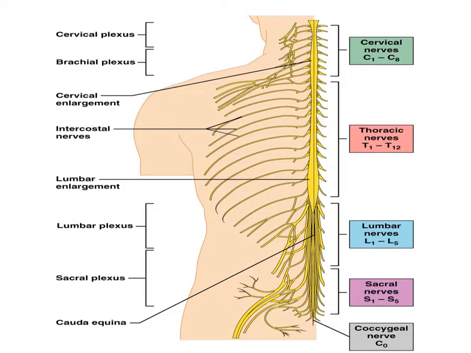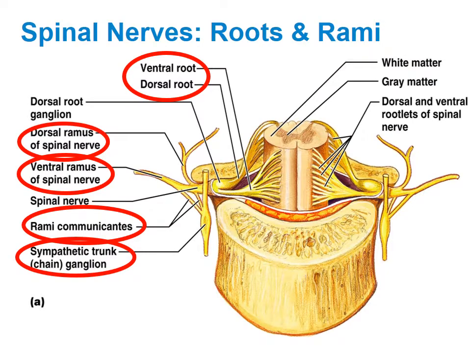We see the exact same regions as noted earlier. Off the cervical and lumbar enlargements, there are branched networks called plexuses. Recall that rami are branches of the spinal nerve outside the vertebra. The rami separate the somatic from autonomic systems. Dorsal and ventral rami carry somatic, while rami communicantes will carry autonomic.